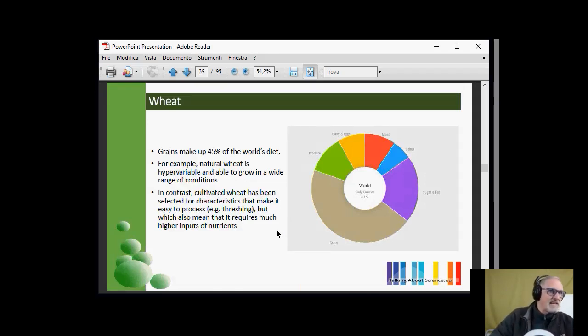Okay, so in general, concentrating on wheat and rice and grains like corn during the Green Revolution was a good strategy, because just under 50% of the diet of the world, across the world, is made up of grains of some kind, cereals of some kind.